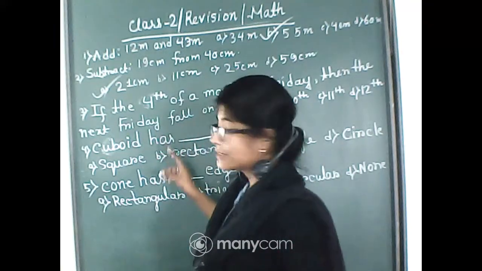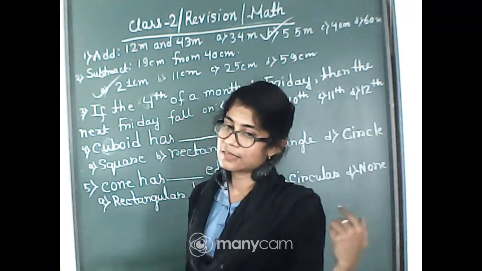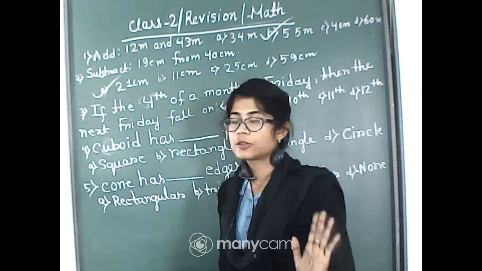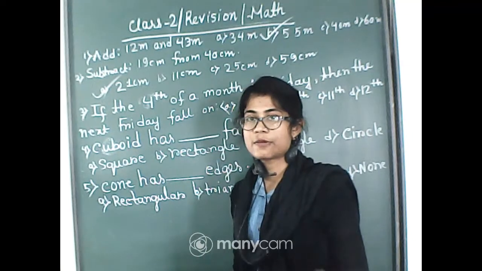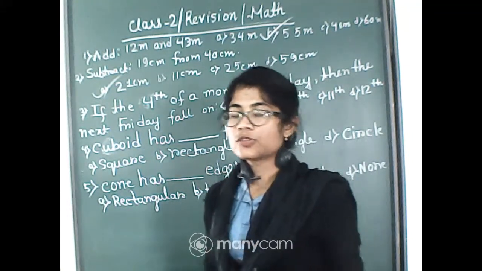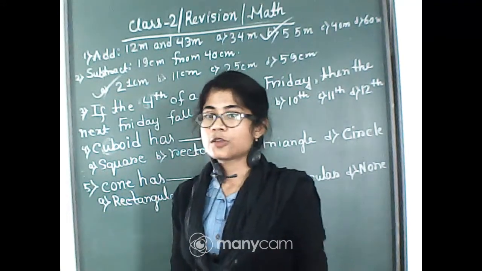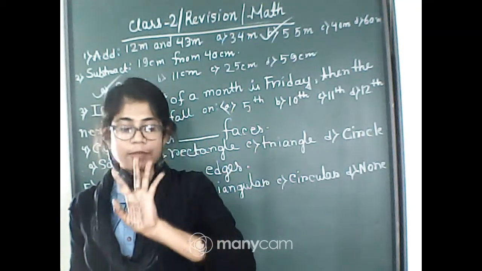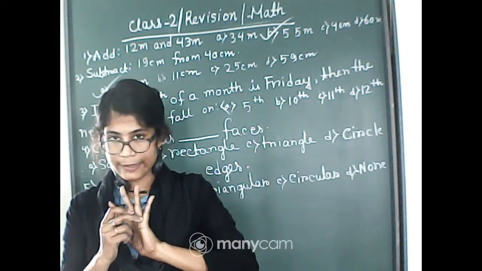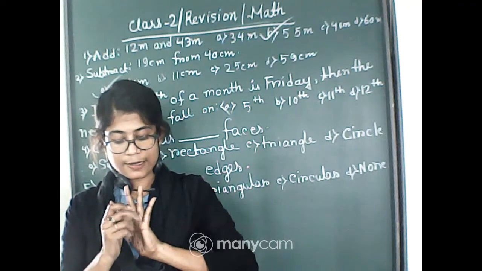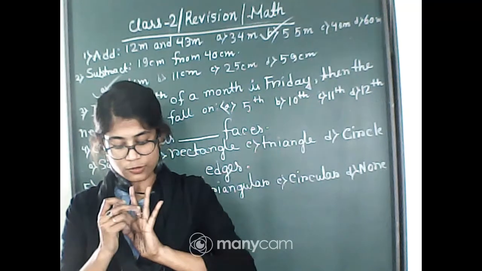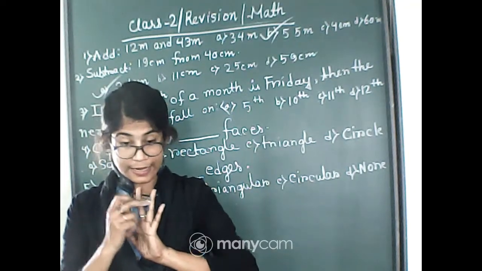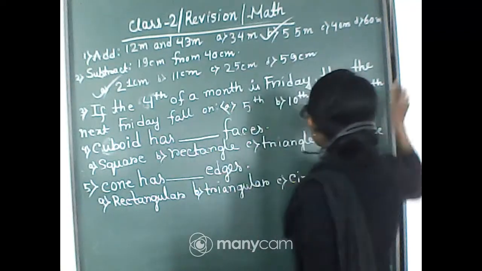Now see, think that this is a February month. If the 4th of a month is Friday, just think 4th February means 1st February, 2nd February, 3rd February, 4th February. 4th February is Friday, okay? So next Friday, which date will it be? After Friday, it's Saturday, Sunday, Monday, Tuesday, Wednesday, Thursday, Friday. It's 7, you know, 7 fingers. So after 4, it's 5, 6, 7, 8, 9, 10, 11. So the date will be 11th. Very good.